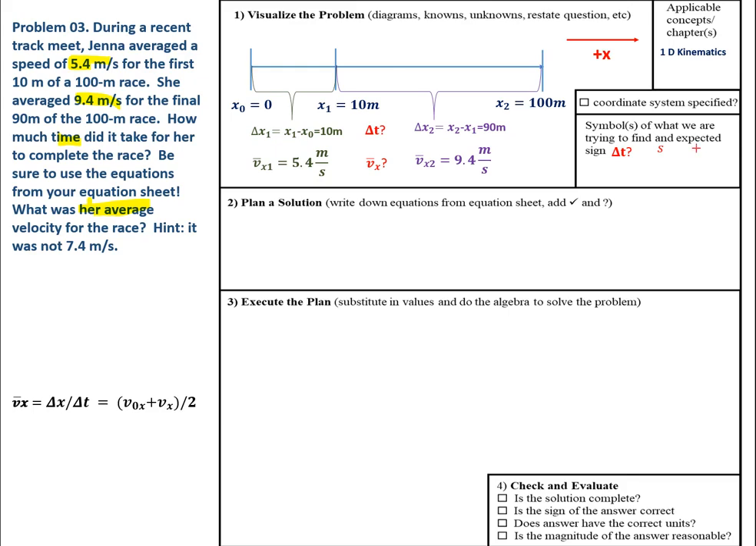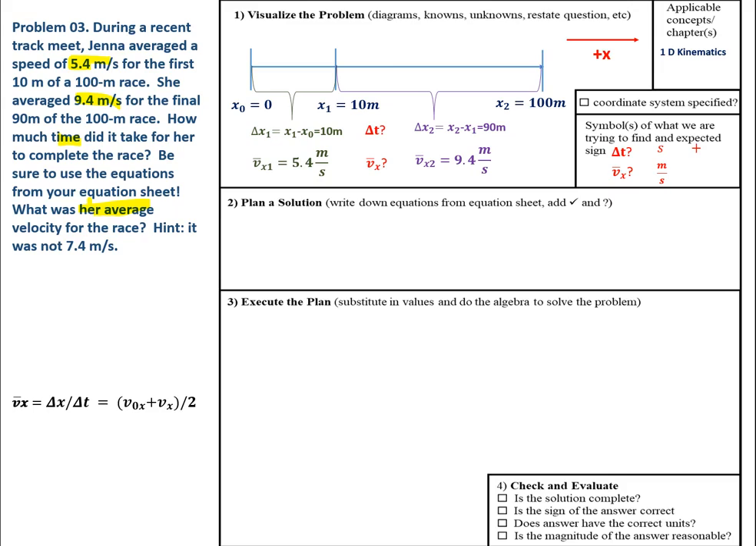And then the sign of time. Okay, let's talk about it a little bit. So time is a scalar quantity and elapsed time is the total time taken to complete the race and it's always increasing. Therefore, I expect a positive sign for the elapsed time. And also, the next variable is the average velocity. And the unit of average velocity is meters per second.